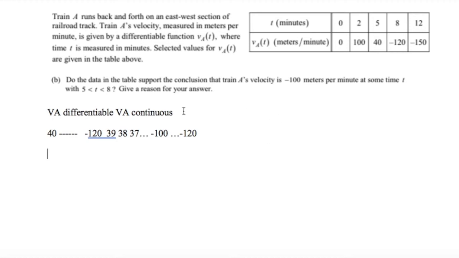So we know that at the end of the day, we're going to get from 40 to negative 100 and then eventually negative 120. So that's how you solve part B.